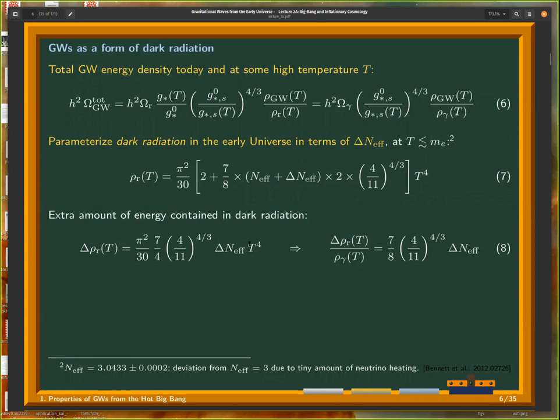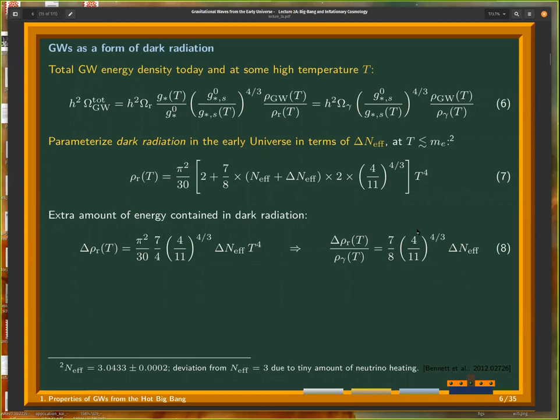So then I will get rid of this temperature to the fourth power, and I will get rid of the pi squared over 30 and so on. Now we have that relation here. And this is the way in which I want to quantify the relative energy in new forms of radiation. So the relative energy in dark radiation with respect to the energy in photons.